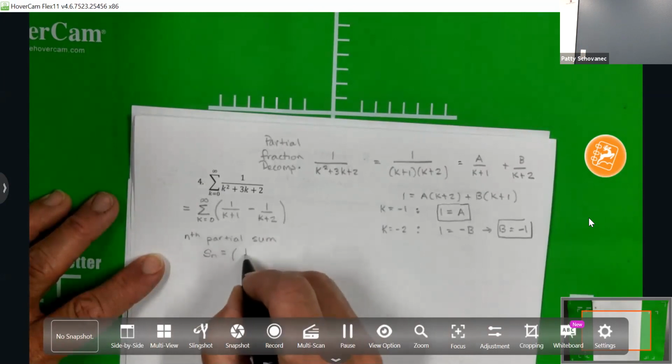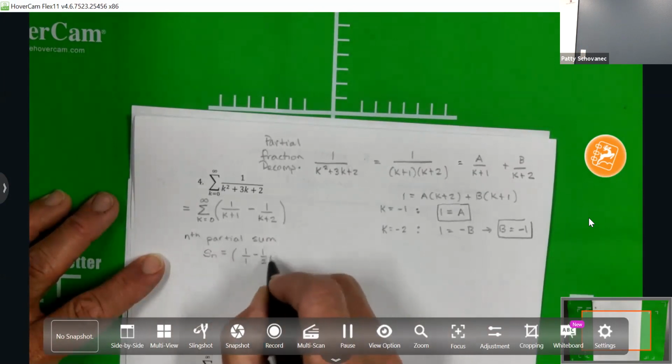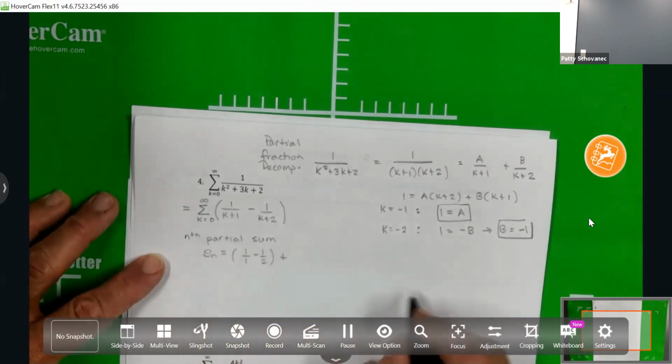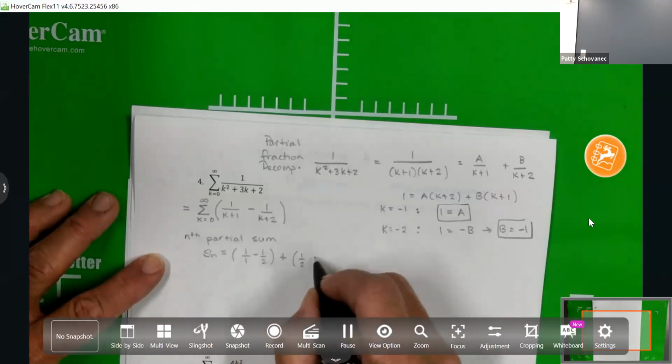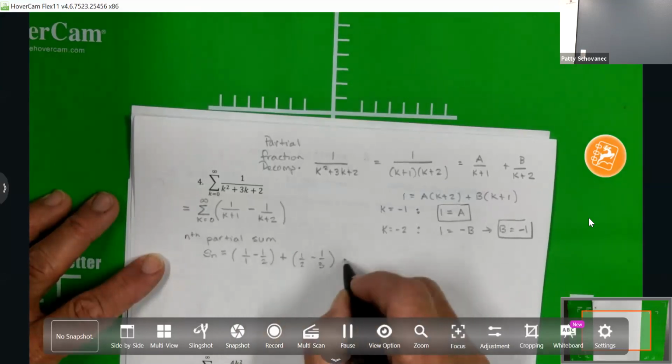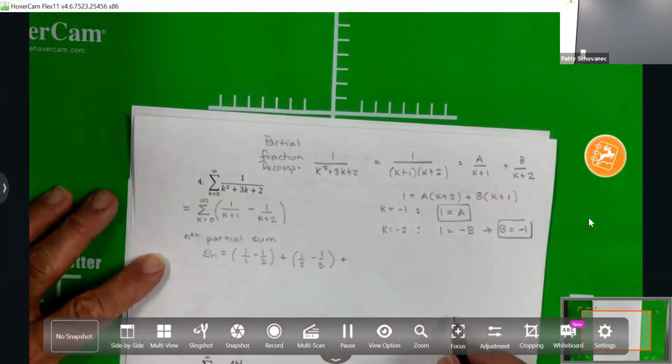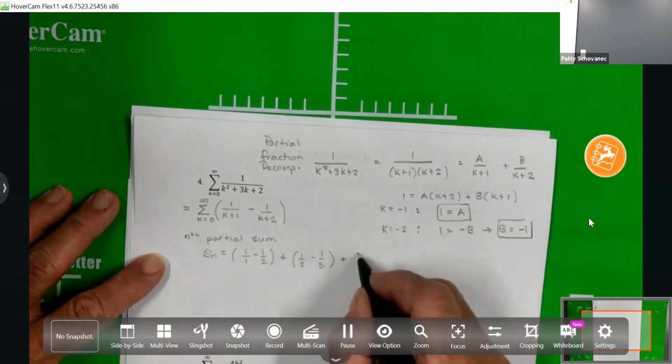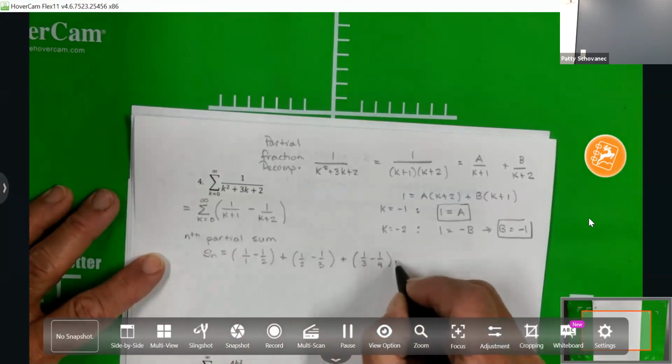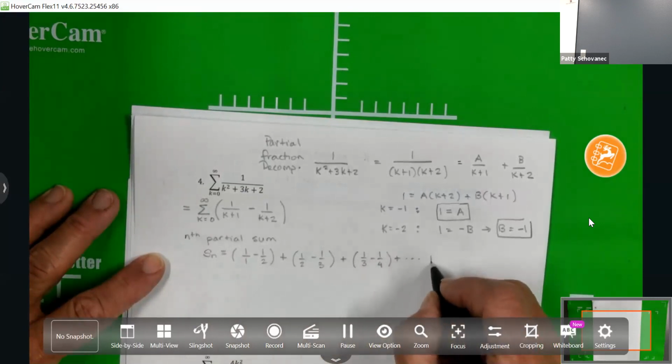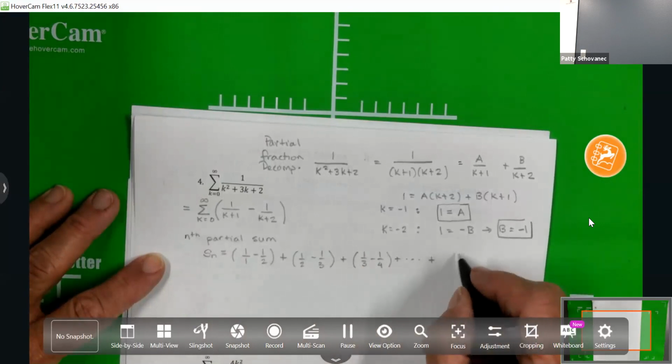When k is 0, I have 1 over 1 minus 1 over 2. Now k is 1, so I have 1 over 2 minus 1 over 3. Now k is 2, which gives me 1 over 3 minus 1 over 4. So sure enough, I've got this thing telescoping. So let's stop out here when k is n.